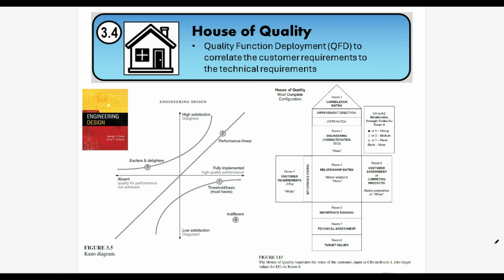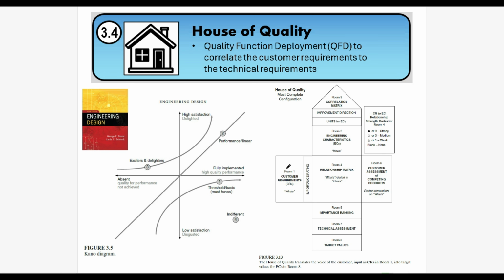Okay, looking at the house of quality next, step 3.4. Basically, house of quality is a quality function deployment, also discussed in detail in engineering design. It talks about what the voice of the customer is and how you can optimize what the customer wants. So an example of the house of quality, I think this is the most complete house of quality that they have here on the right.